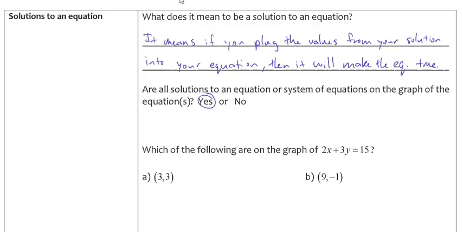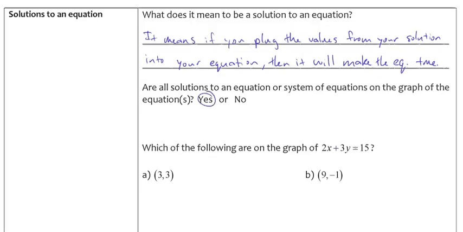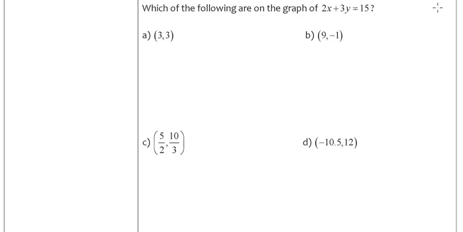Now, knowing that information, we can approach these next set of questions. Which of the following are on the graph of 2x plus 3y equals 15? We've got 4 different points here, and we need to find out if they are in fact solutions. If they're on the graph, then, from what we just talked about, we know that they are solutions.